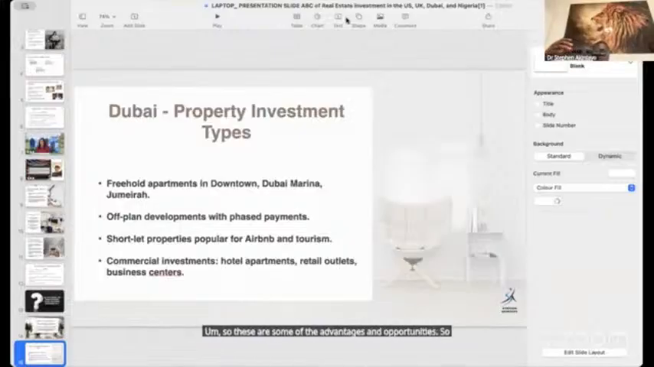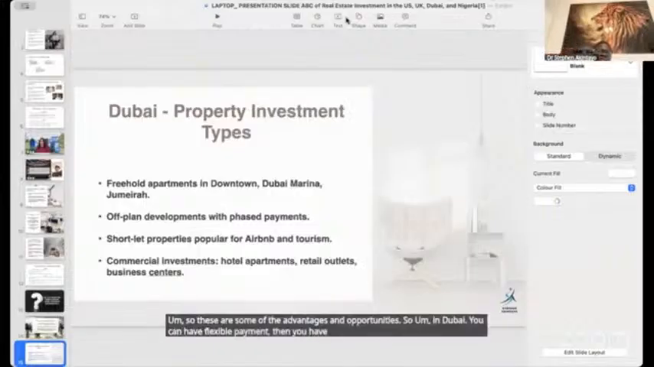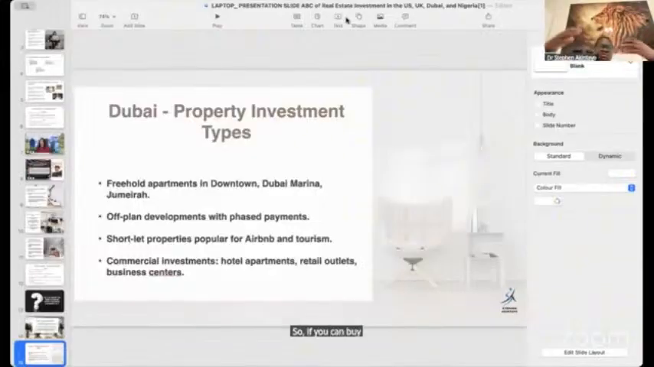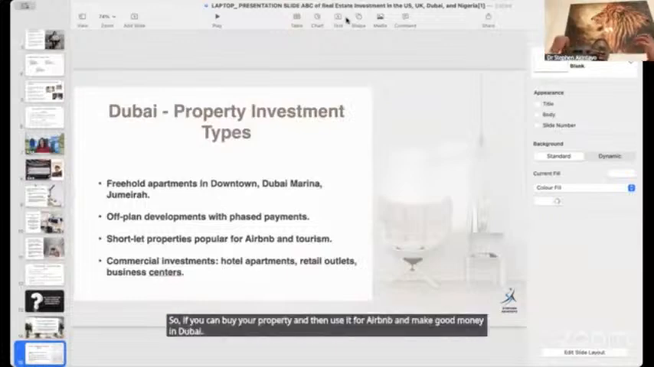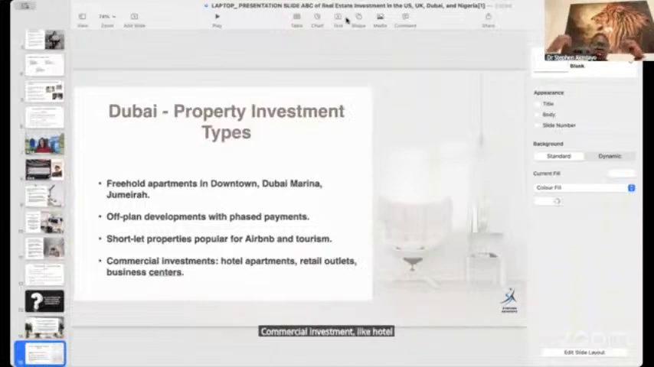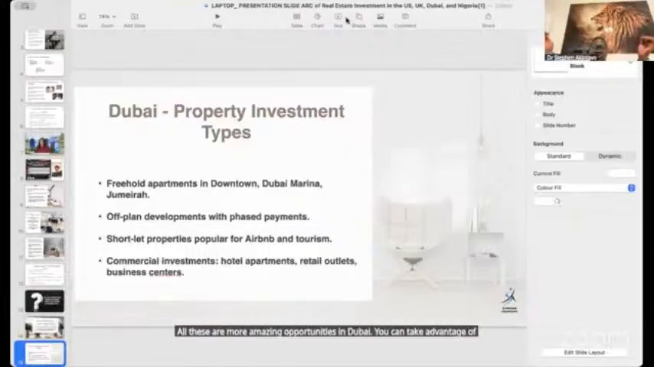So in Dubai, you can have flexible payment. Then you have short-let property, popular now. If you can buy your property and then use it for Airbnb, you can make good money in Dubai. Commercial investments like hotels, apartments, retail outlets, business centers: all these are more amazing opportunities in Dubai you can take advantage of and make good money for yourself.